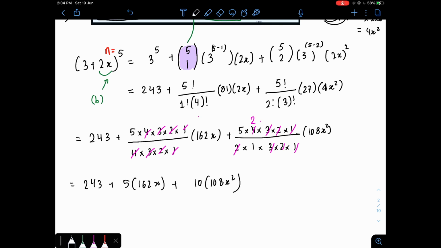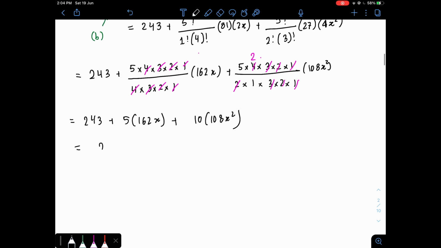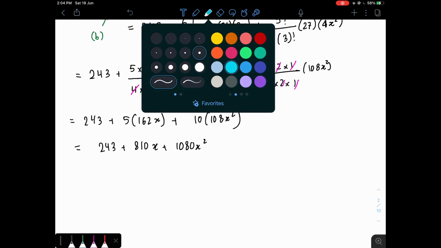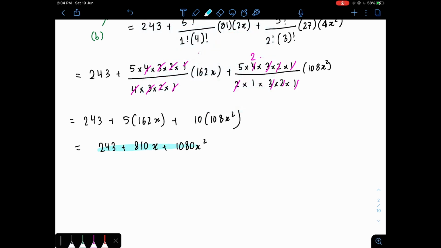So our final answer will be 243 plus 5 times 162, that will be 810x plus 1080x squared. So that is the final answer for this question. So this is our answer.